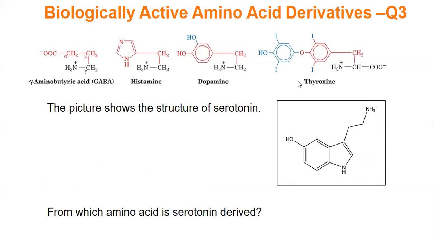And again, this slide is about how amino acids aren't just for proteins, but we can modify them. We can use them for different purposes inside the body, for signaling purposes, ligands, all that good stuff.